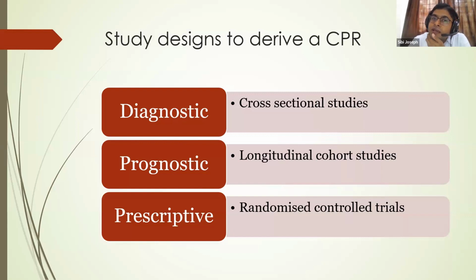Now, when you derive a CPR, the study designs are going to be quite different for different types of CPR. For a diagnostic CPR, we use more cross-sectional studies. For a prognostic CPR, we use more longitudinal cohort studies. For a prescriptive CPR, we go for randomized controlled trials.